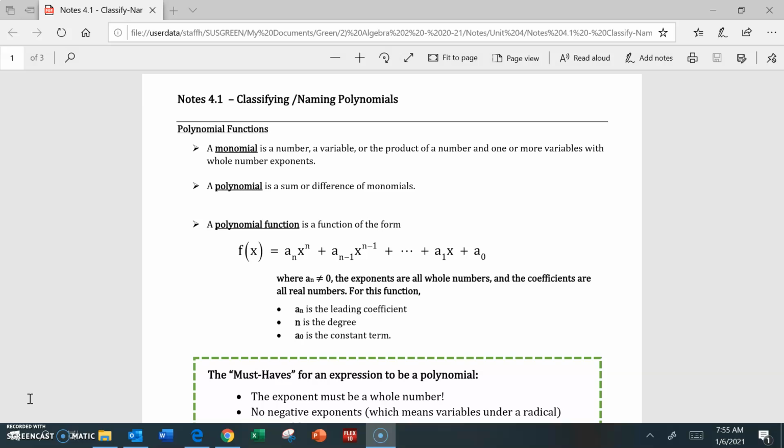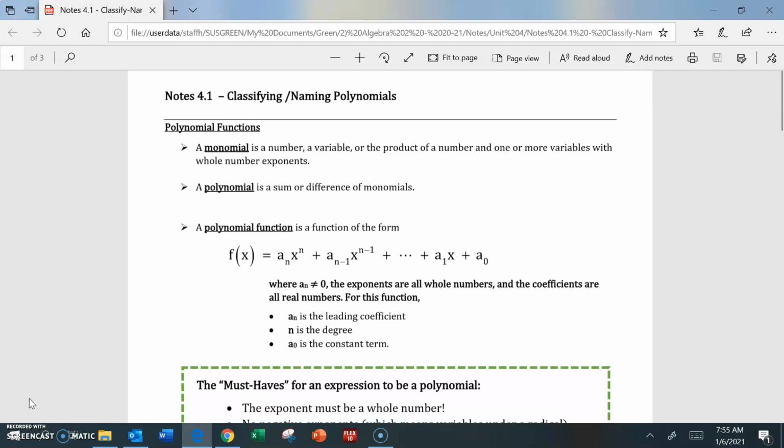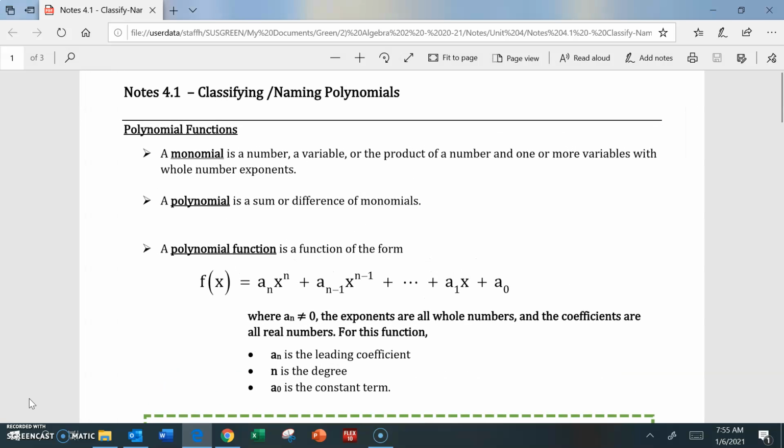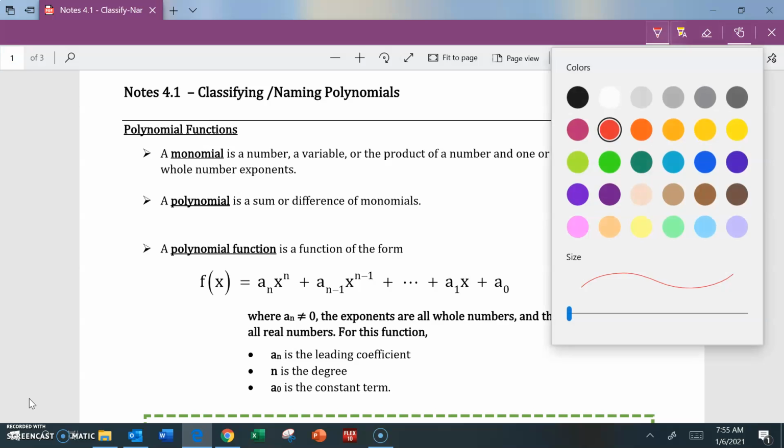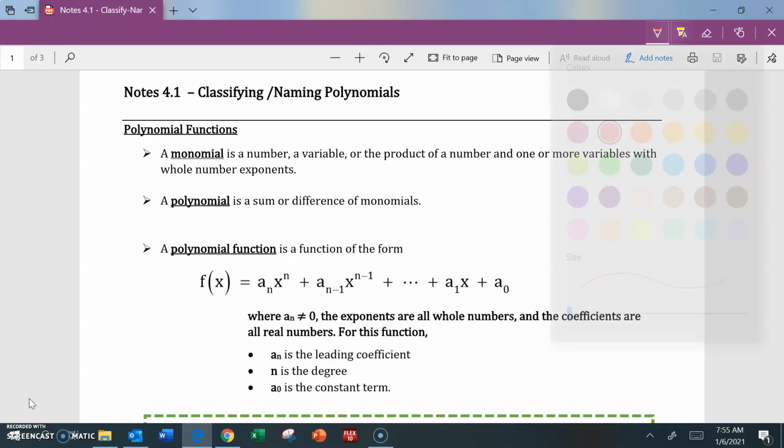So this first lesson is really just to review polynomials, which just means many terms. So you can go ahead and read through what a monomial and a polynomial are. And really that main difference is in the number of terms. So a monomial, for instance, can be the number 3. It could be 3x. It could be 3xy squared, but notice how there are no plus or minus signs.